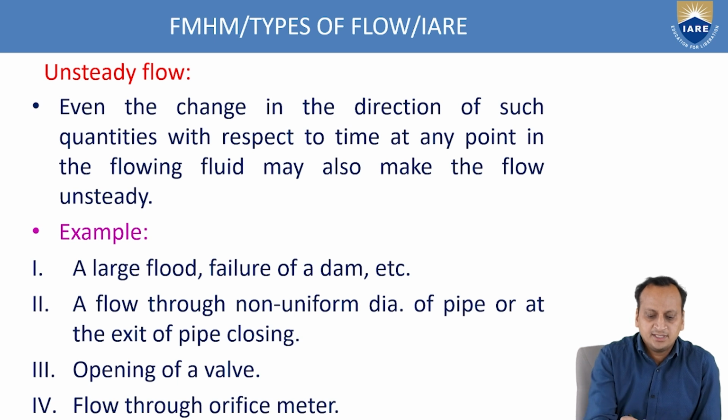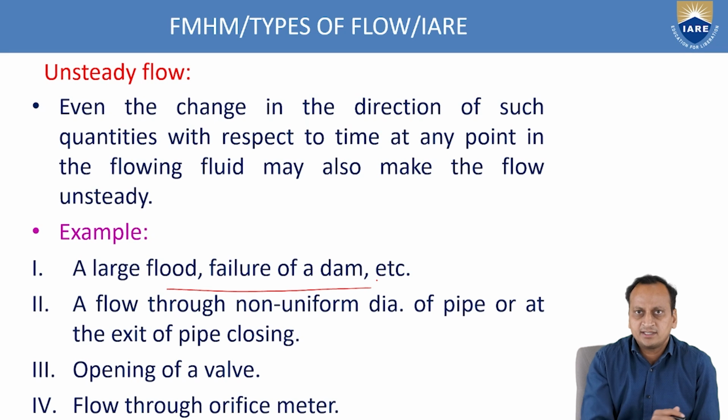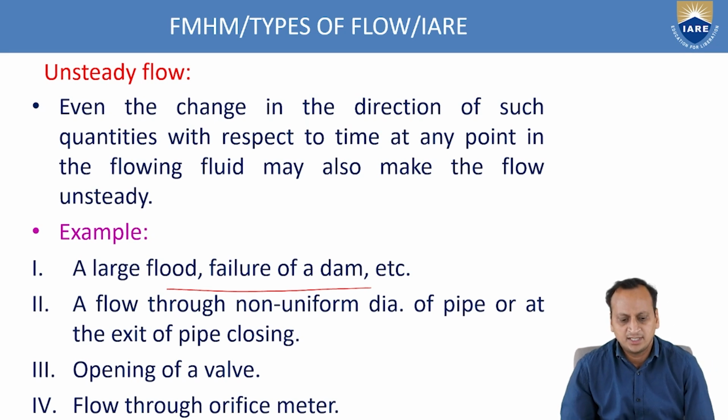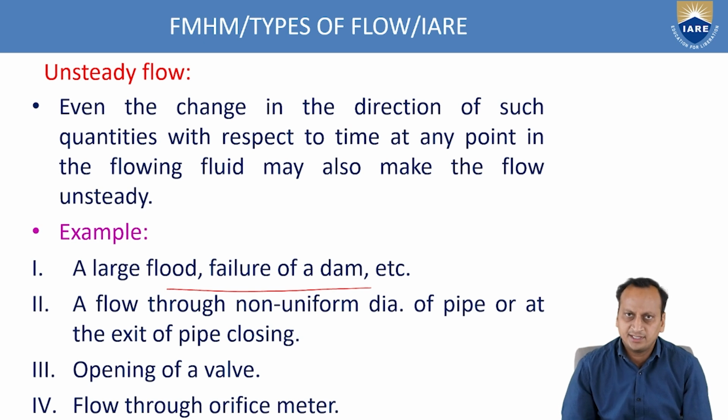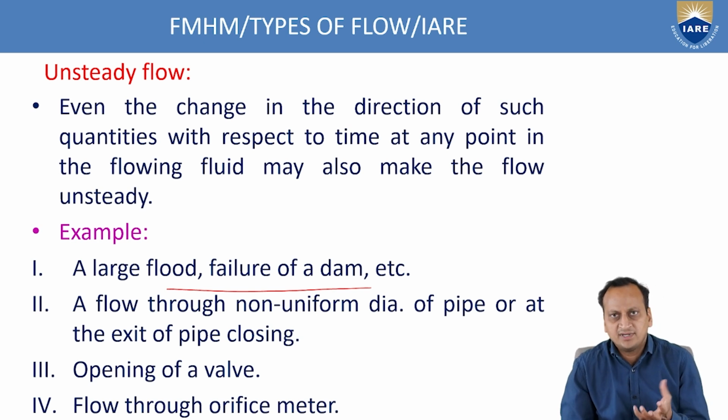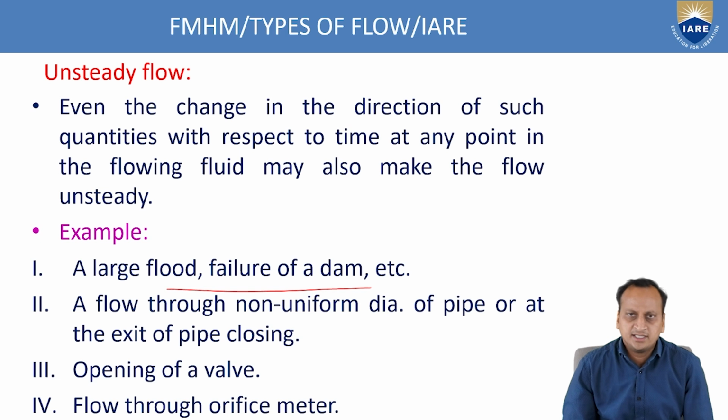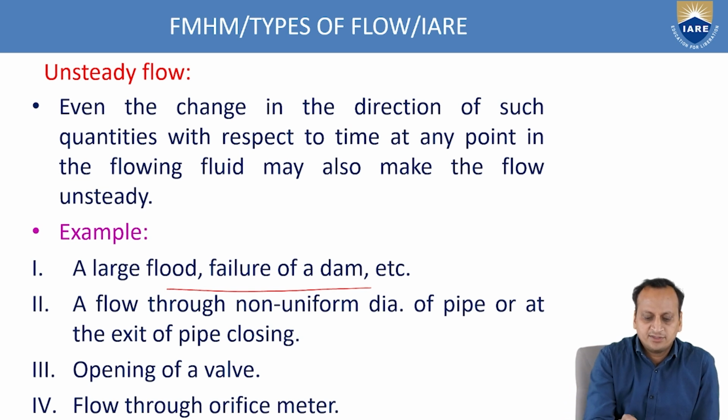Its example is a large flood or failure of a dam. In the failure of a dam or sudden opening of a tap, unsteady flow is caused, where velocity and pressure will be disturbed. Also a flow through a non-uniform diameter: if it is non-uniform, the velocity will continuously vary. Therefore, this comes under unsteady flow.